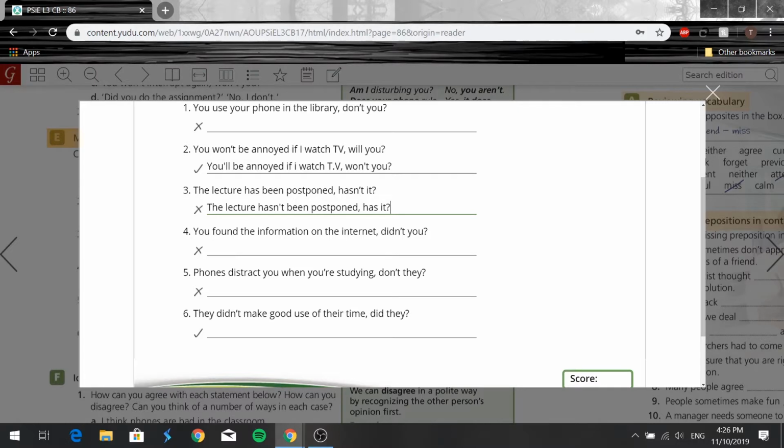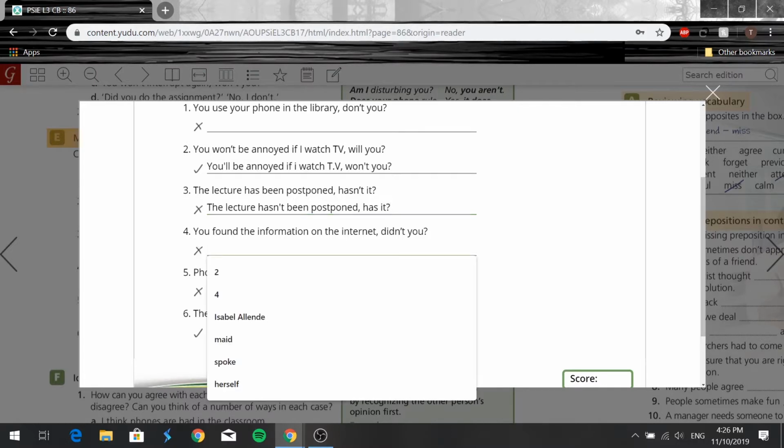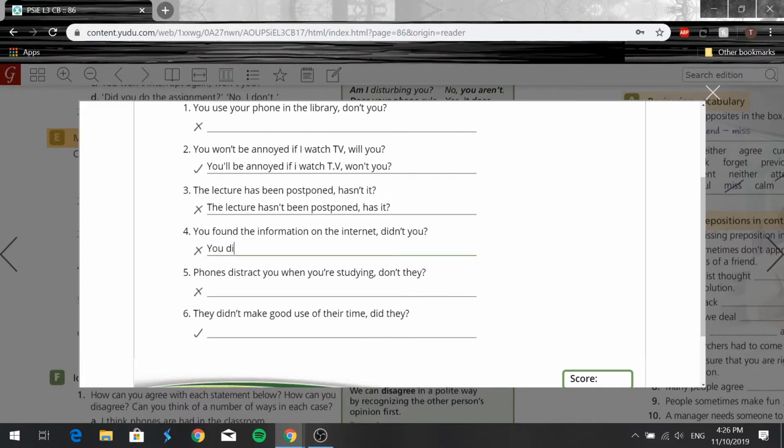Okay, then we have, you found the information on the internet, didn't you? We're going to turn this to negative now. So we'll say you didn't find the information on the internet, did you? Question mark. Again, you didn't find the information on the internet, did you?